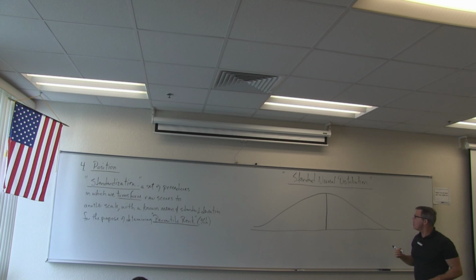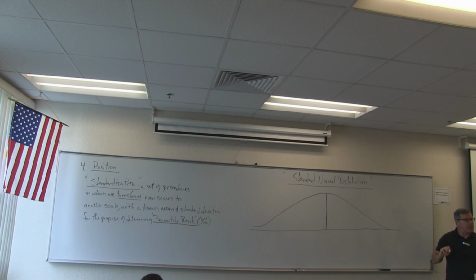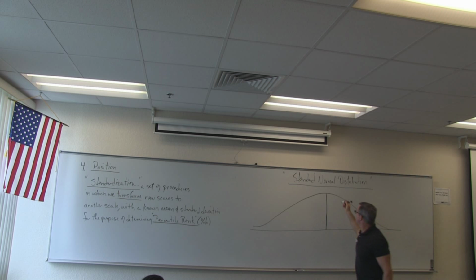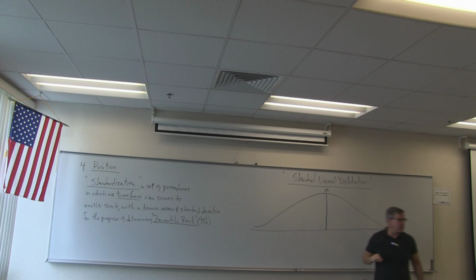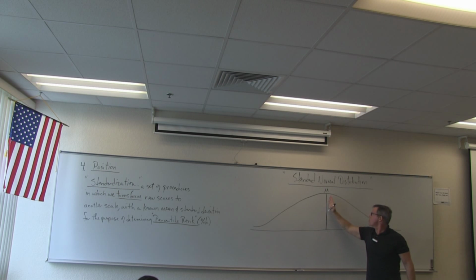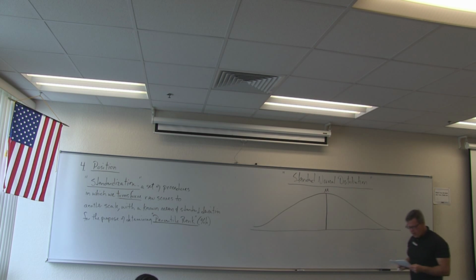And we also know that in the normal distribution, remember the mean, median, and mode are all identical. So we could put mu here. And we know that about 50% of the distribution, 50% of the scores fall from this position back. We know that the median is the 50th percentile. 50% of the area or 50% of the scores fall from here back.